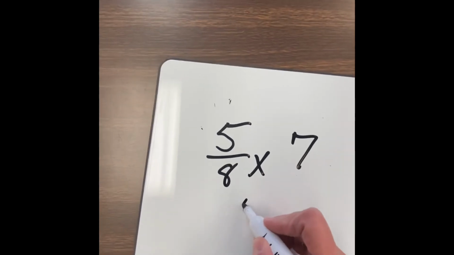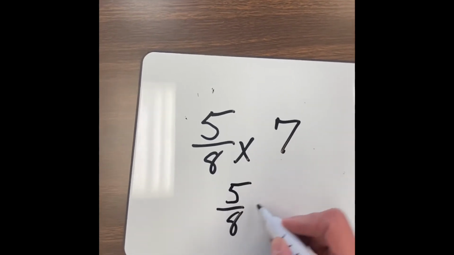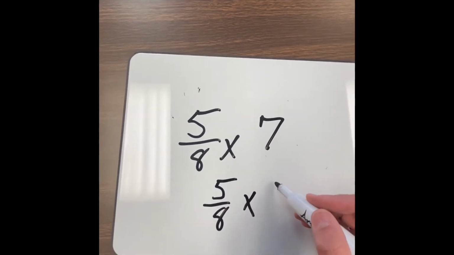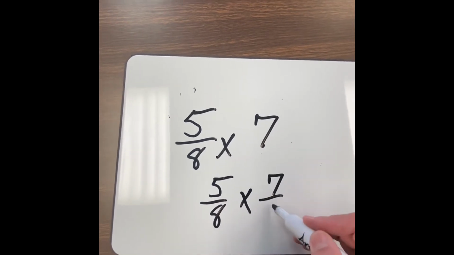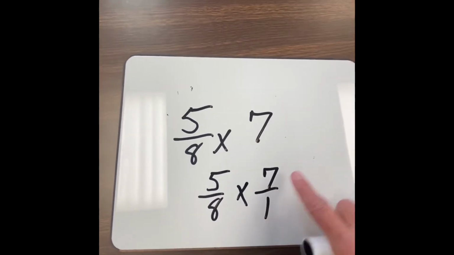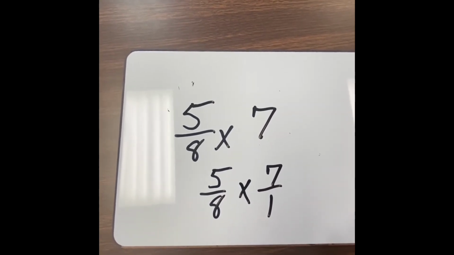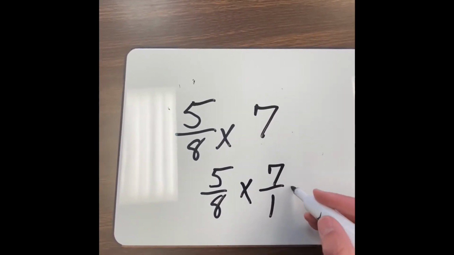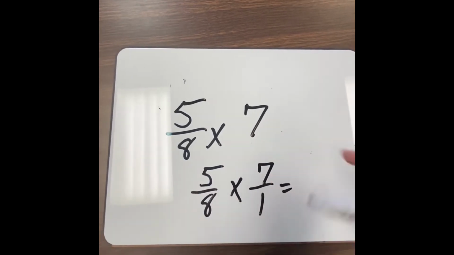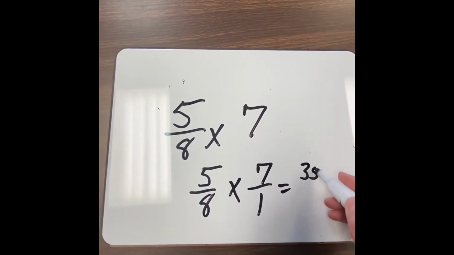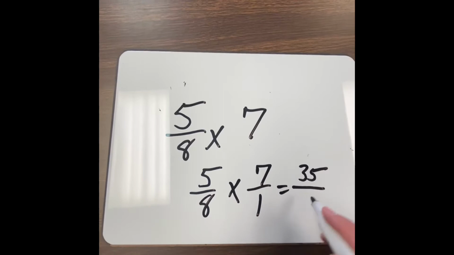Okay, so let's look at it. 5/8 times 7/1. Now 8 and 7, nothing can go into 8 and 7 except 1. 1's the only common factor. So we just have to multiply across. 5 times 7 is 35. 8 times 1 is 8.